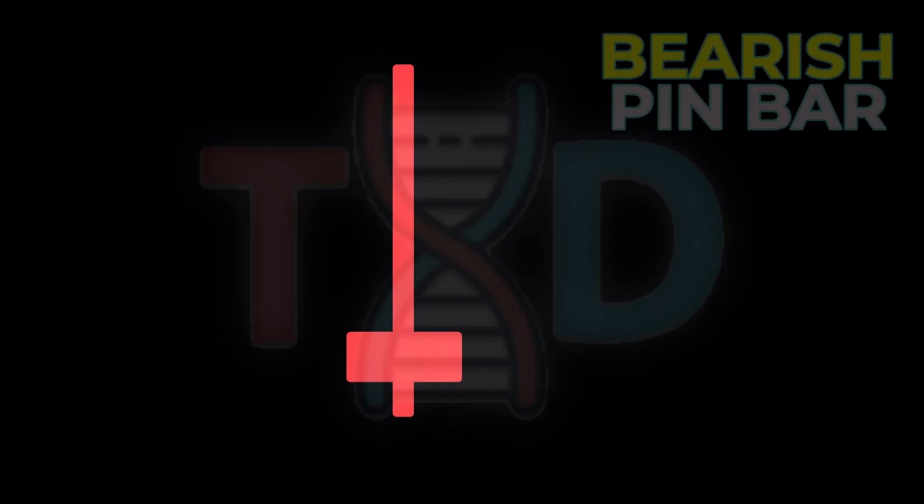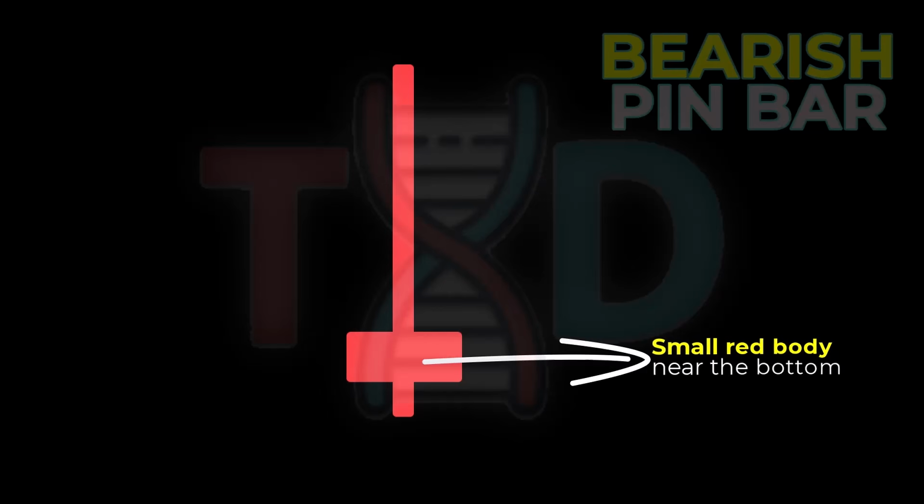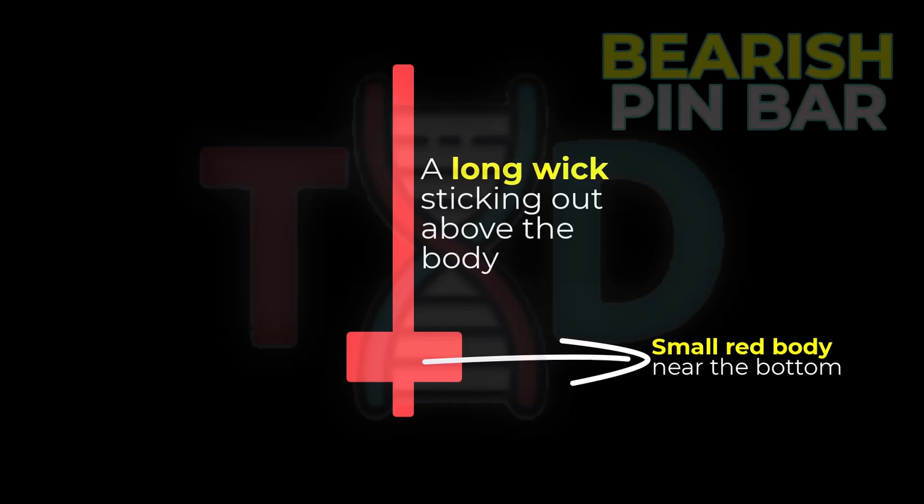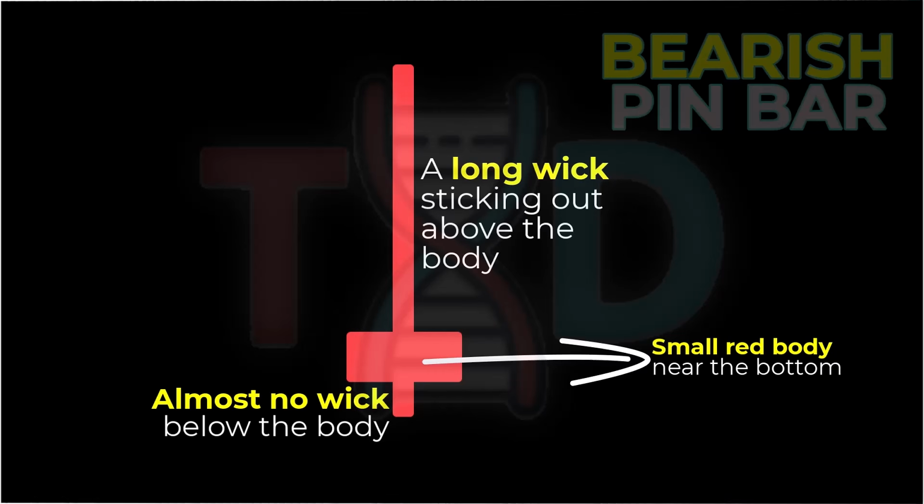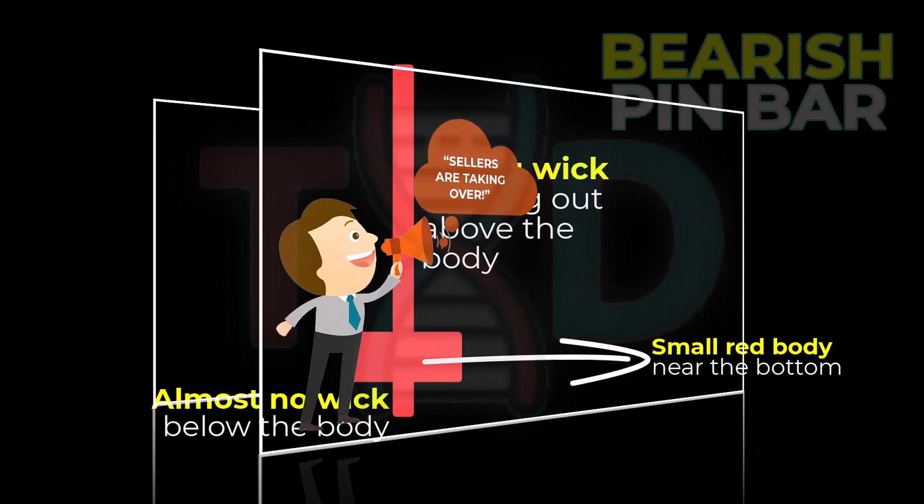So here's how it works. Imagine a candle on your chart that's red, has a tiny little body down near the bottom and a giant wick sticking up above it like a skyscraper. There's either a super small wick or no wick at all below the body. That shape, that's your bearish pin bar. And it's basically the market screaming, sellers are taking over.